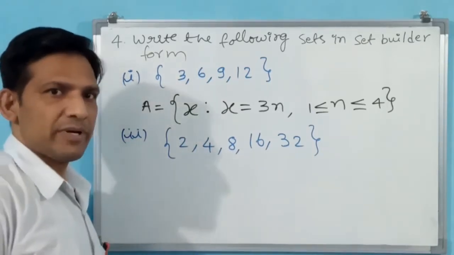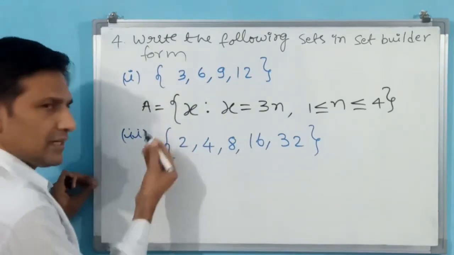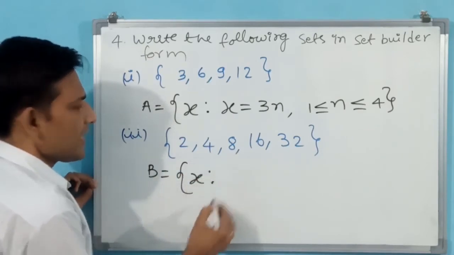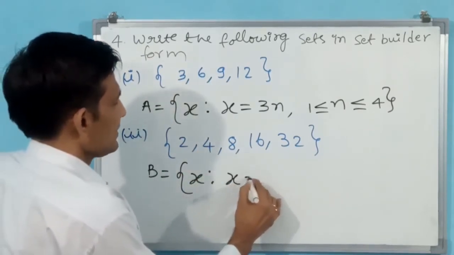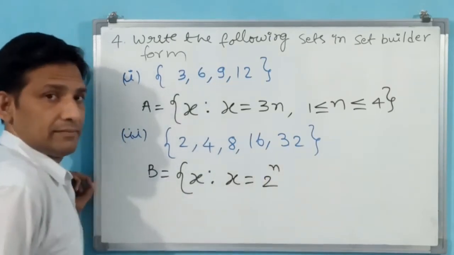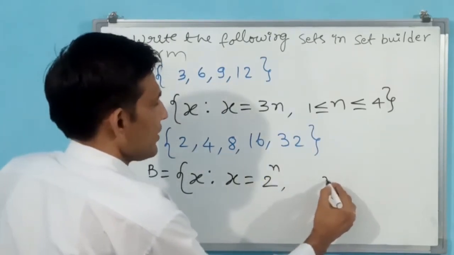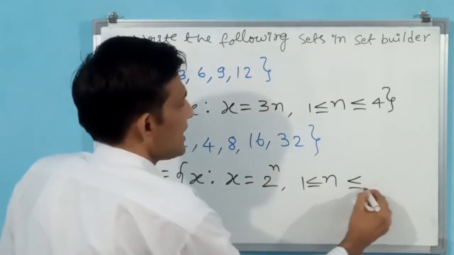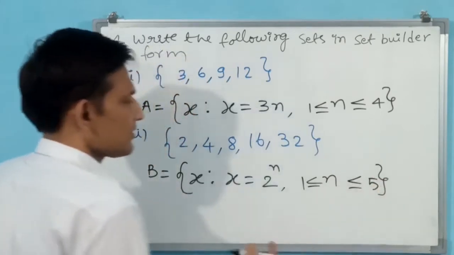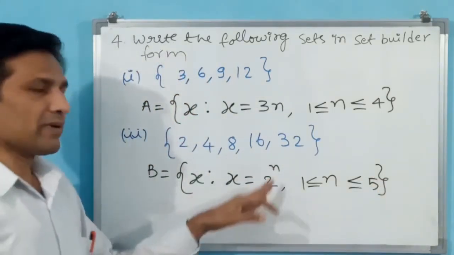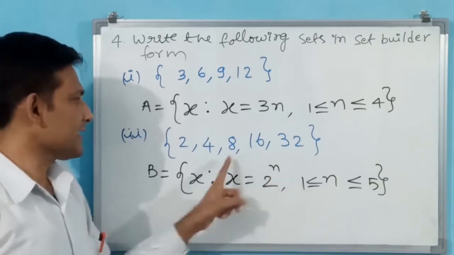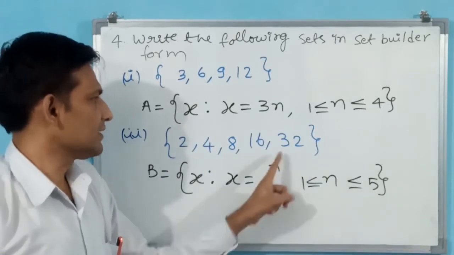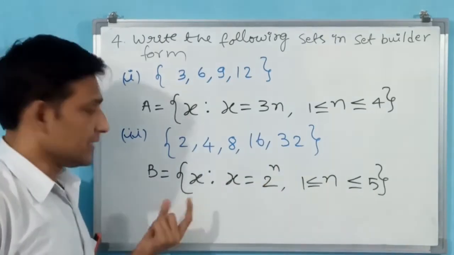This also we have to write in set builder form like this. Let us take B. B is equal to, for all the values of x, x is equal to 2 power n, comma, n is greater than or equal to 1, less than or equal to 5. Brace close. You see 2 power n. 2 power 1 is 2, 2 power 2 is 4, 2 power 3 is 8, 2 power 5 is 32. Like this you have to write. This is set builder form.